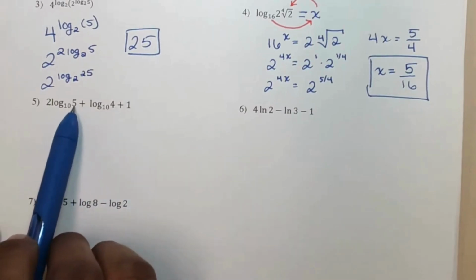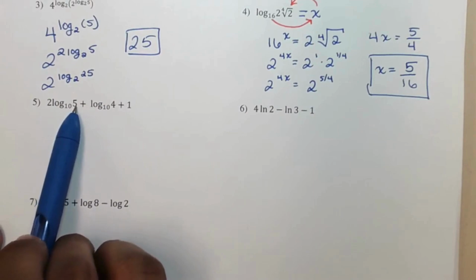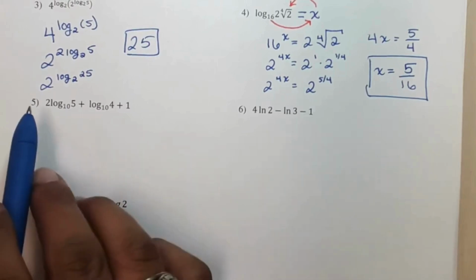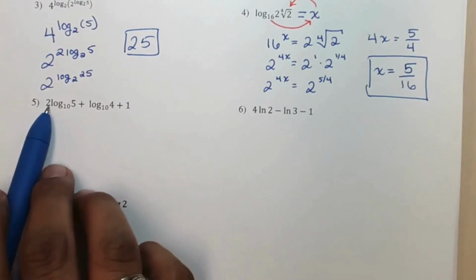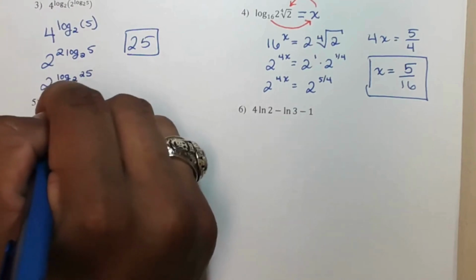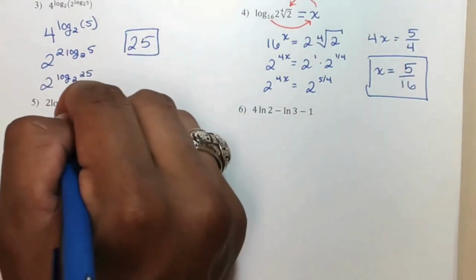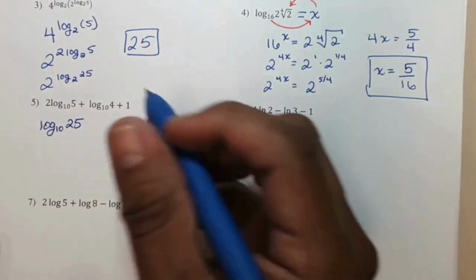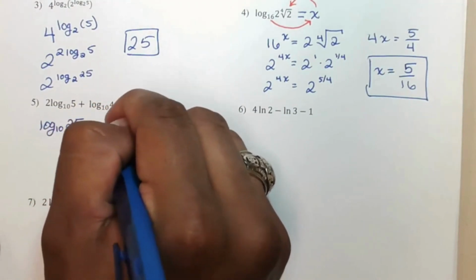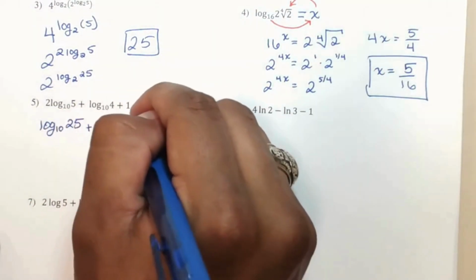So I can't do any simplifying here because 5 is not base 10. That means I cannot raise 10 to a power easily to get 5. But what I do have is that power property, that with that coefficient in front of the log, I can bring it inside as an exponent. So I can rewrite this as log base 10 of 25. Well, 4 is not base 10. It doesn't have a coefficient, so we're just going to leave it as 4.